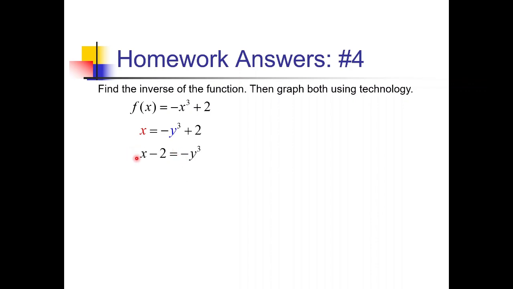Now when I do that, I have a negative x and a plus 2, which I could write as 2 minus x if I so desired. Next, to get y truly alone, I have to cube root both sides. So I have f inverse of x equals cube root of 2 minus x. And now let's go to Desmos and graph all this.